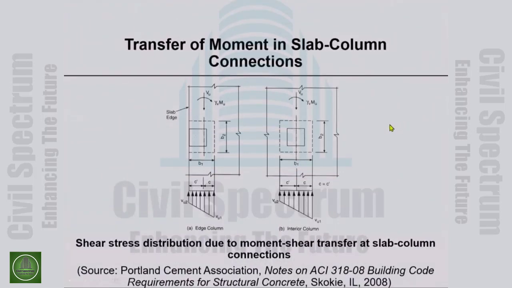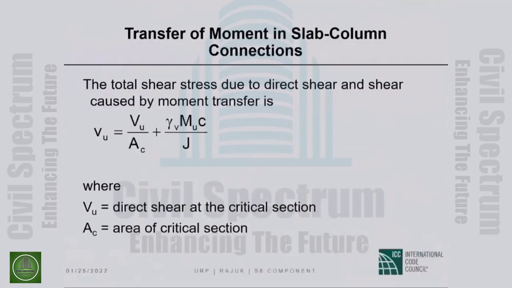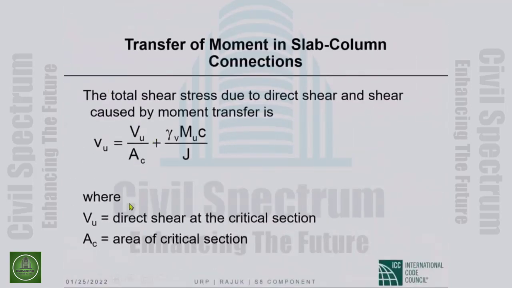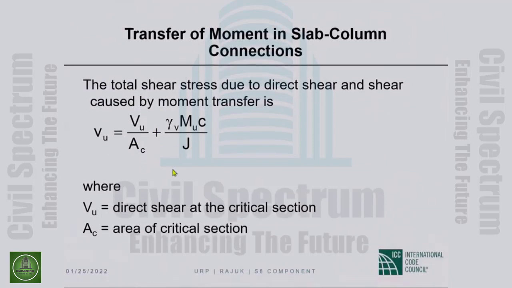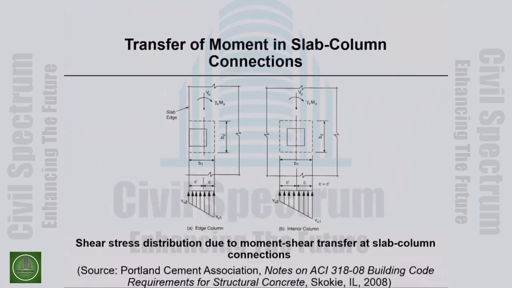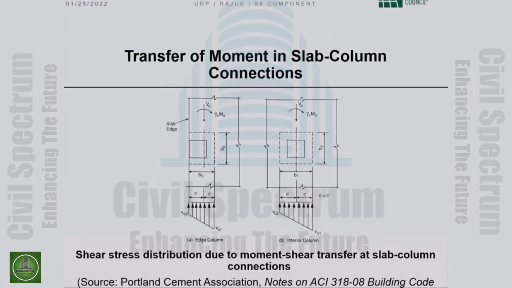So there were two parts, V over A sub C. A sub C is the area of the critical section. If it is a three-sided critical section, it is the total area of the three faces. If it is a four-faced critical section, A sub C is the total area of the four faces of the critical section. So that is the direct shear part, V sub U divided by A sub C.